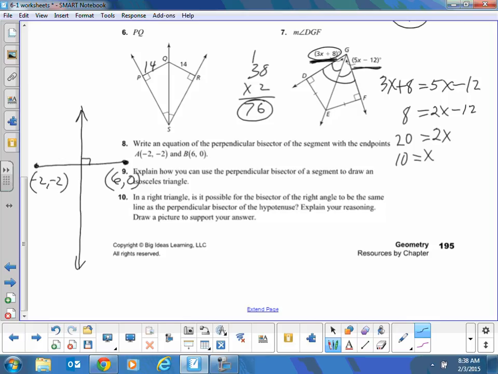So I'm going to need two things. I'm going to need my midpoint, and then I'm going to write the equation using that midpoint of a perpendicular line through there. So I'm going to need to find the slope of that line. So first thing I'm going to do is find my midpoint. So I've got -2 plus 6 divided by 2, that's my x. My y is -2 plus 0 divided by 2. So I've got 4 divided by 2 and -2 divided by 2. So my midpoint is 2, -1.